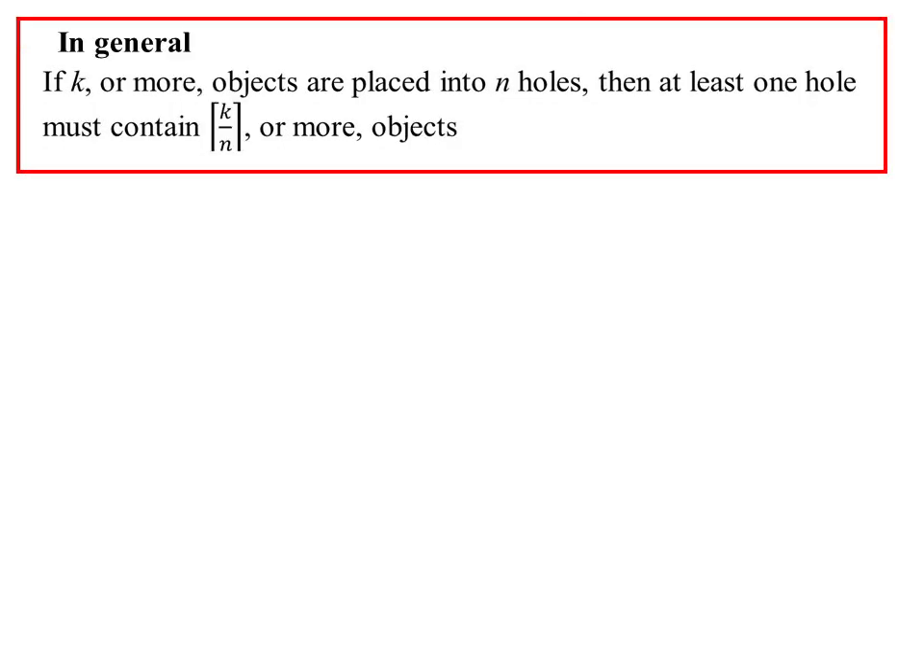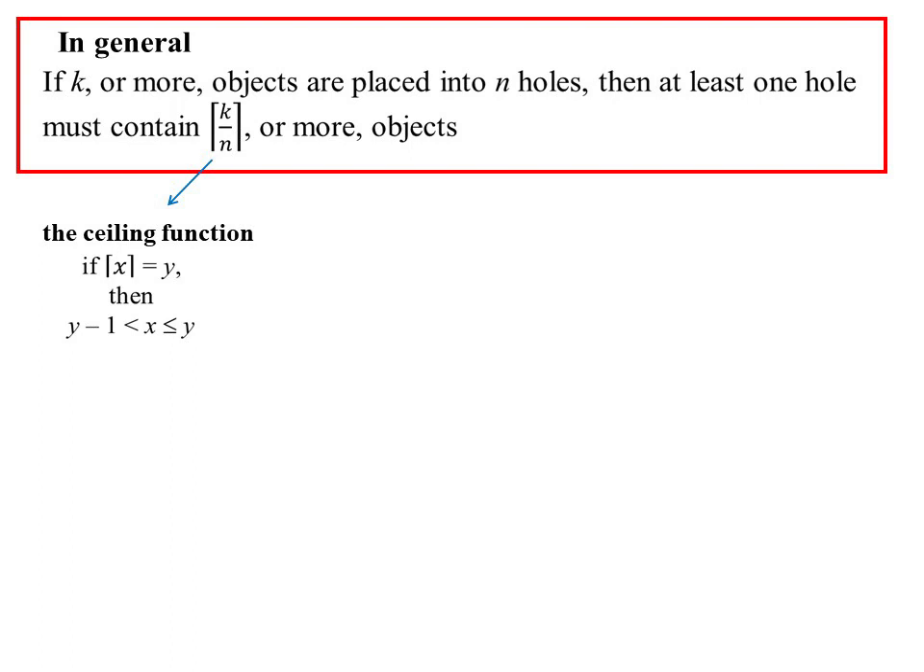If you've got k or more objects and you want to place them into n holes, then at least one hole must contain the ceiling of k over n or more objects. Now you might not know what that notation is, but I'll explain in a sec. That notation is what's called the ceiling function. The ceiling function is like a set of brackets, but with the bottom chopped off. There is also something called a floor function, which has the top cut off and it has the bottom part of the brackets.